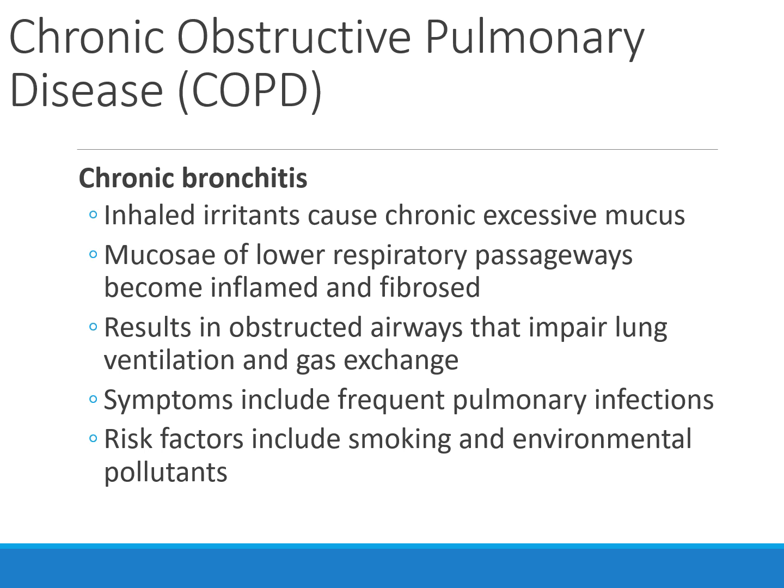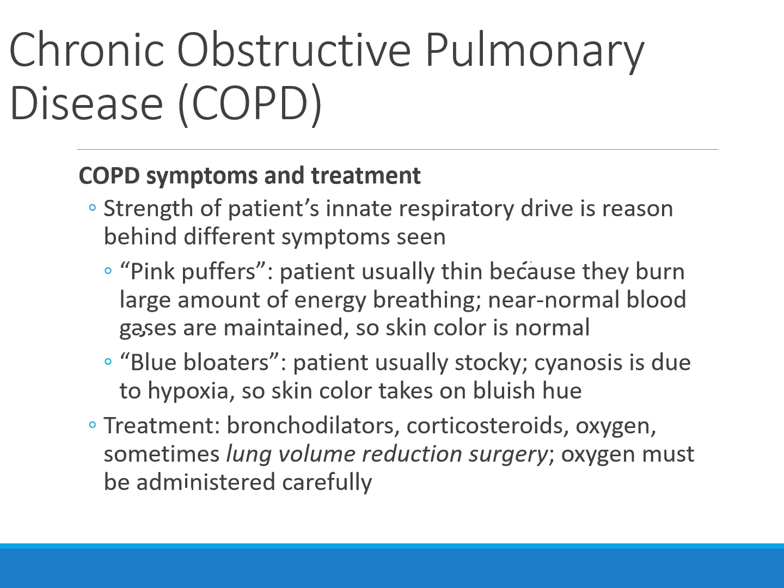Chronic bronchitis is when you have inhaled irritants that cause chronic excessive mucus. The mucus membranes of the lower respiratory passageways become inflamed and they fibrose. This results in obstructed airways that impair lung ventilation and gas exchange. Symptoms include frequent pulmonary infections, and again, risk factors include smoking and environmental pollutants. How do we treat COPD?